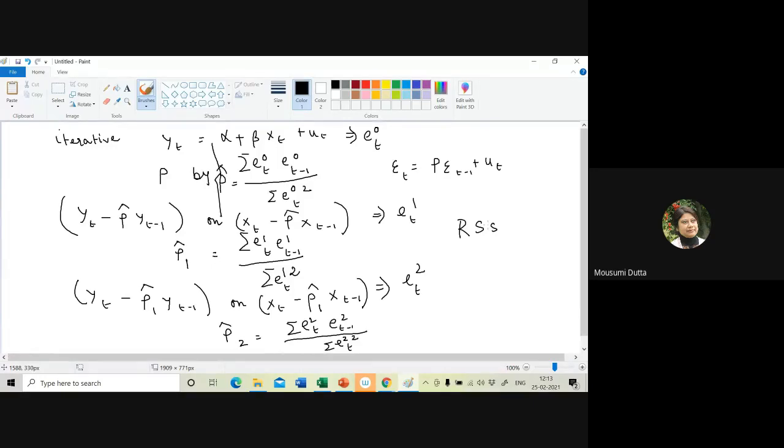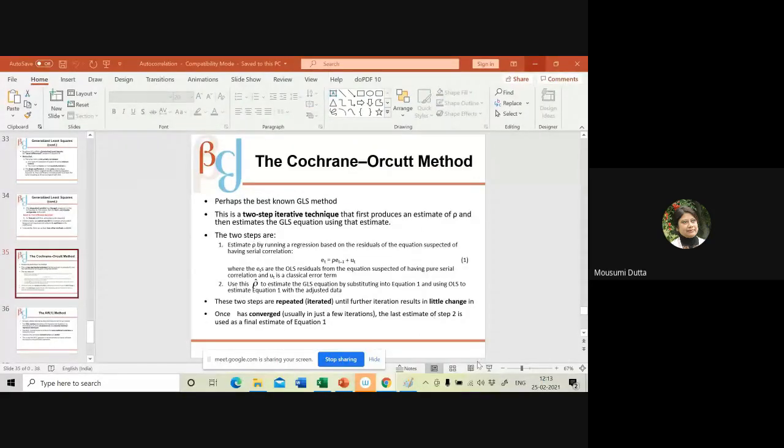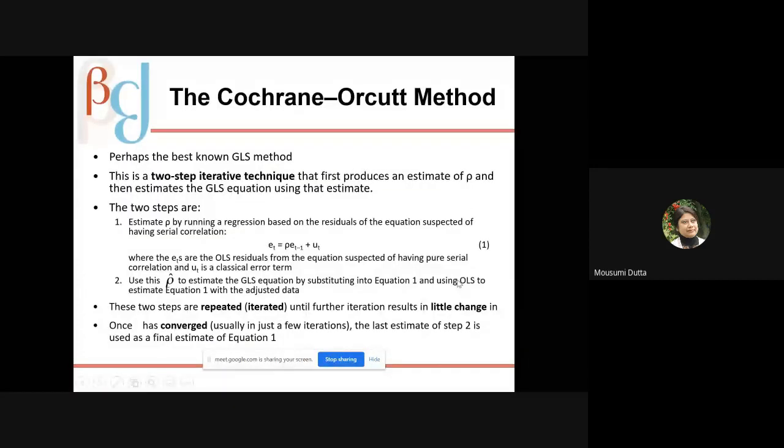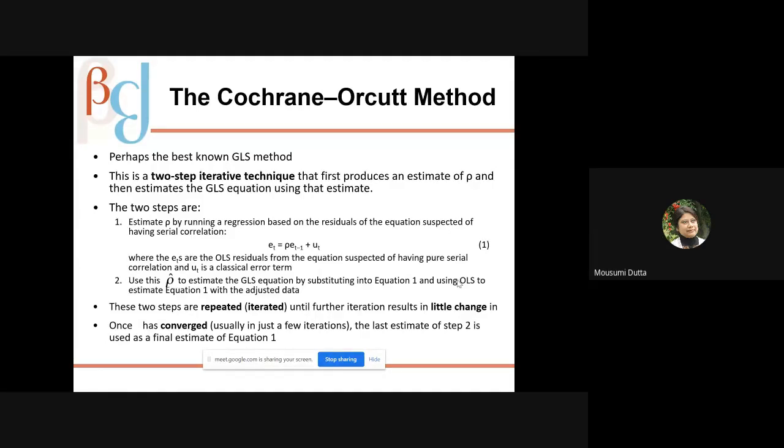while we are iterating, RSS may converge to a local minimum. Okay, so this may be the problem of the Cochrane-Orcutt method.